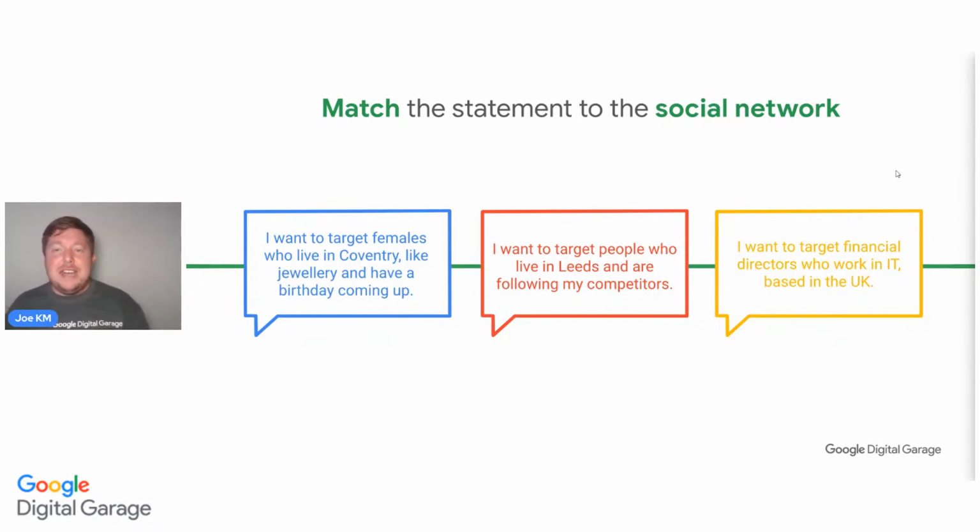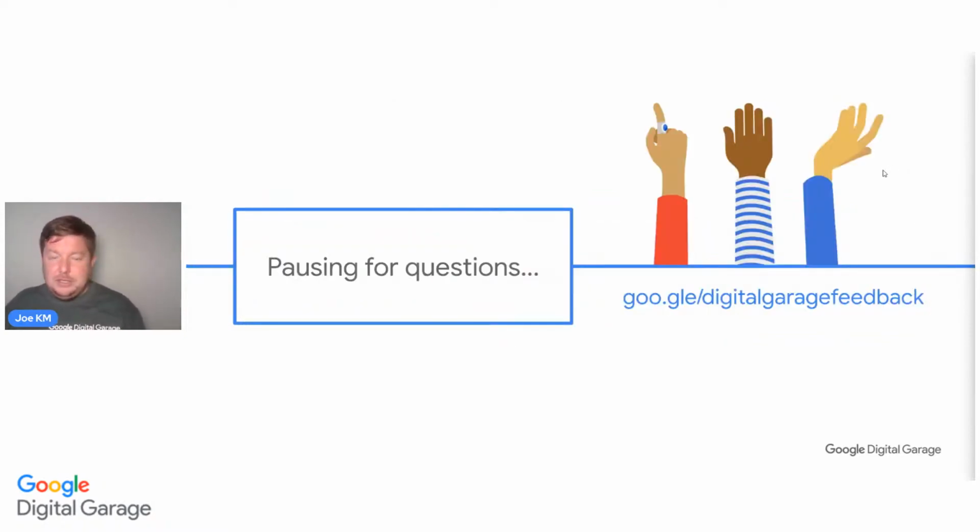I want to target financial directors who work in IT based in the UK, because I want them to be the ones that make the decisions, them to be the ones that can choose to buy things, and therefore they're based in the UK because I'm a UK-based company. So can you see that little bit of time can optimize for this?